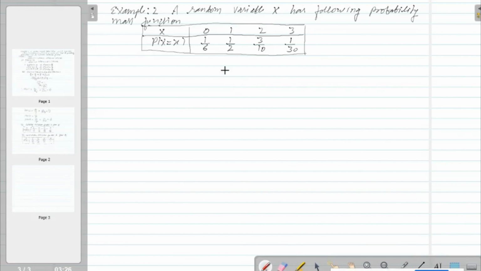Then what do we have to do? We have to evaluate, or find, first, p of x less than or equal to 1. Second, p of x greater than 1. And third, we have to determine p of 0 less than x less than or equal to 2.